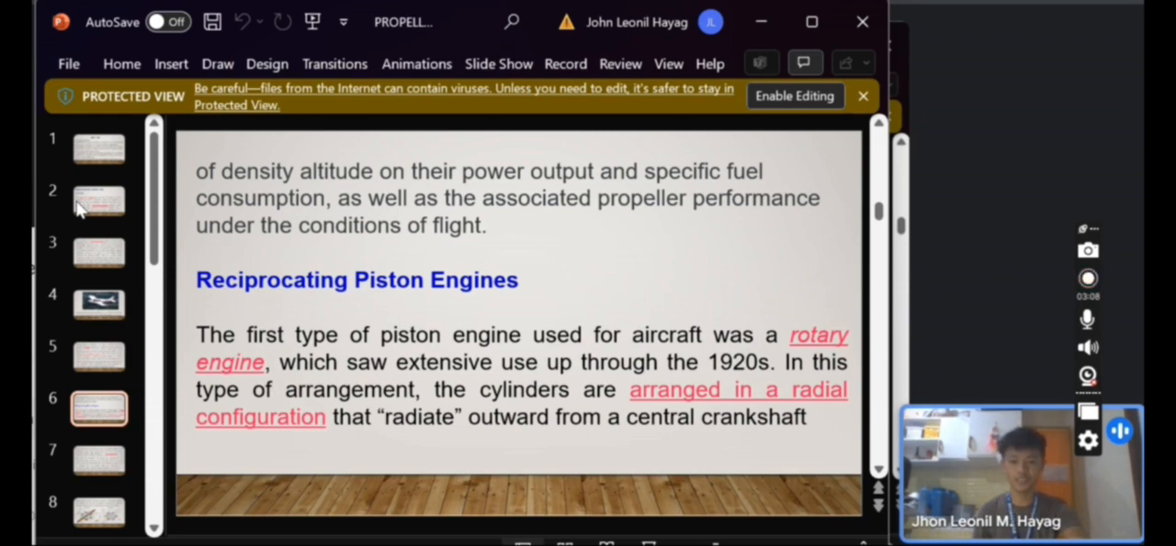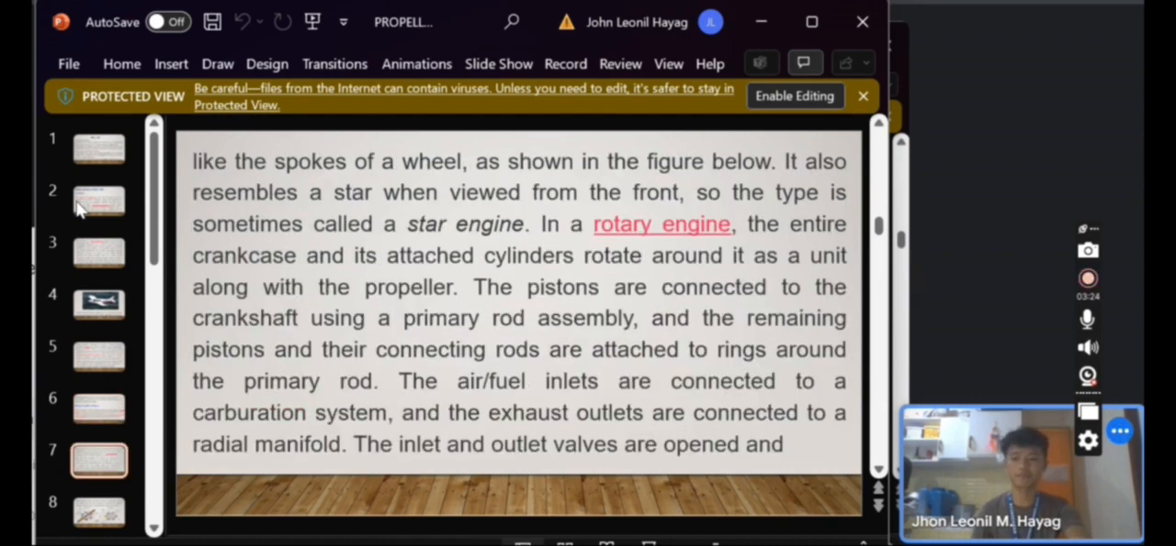Reciprocating piston engines. The first type of piston engine used for aircraft was a rotary engine, which saw extensive use through the 1920s. In this type of arrangement, the cylinders are arranged in a radial configuration that radiates outward from a central crankshaft, like the spokes of a wheel, as shown in the figure below. It also resembles a star when viewed from the front, so the type is sometimes called a star engine.